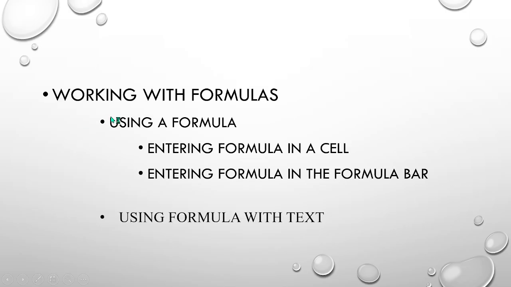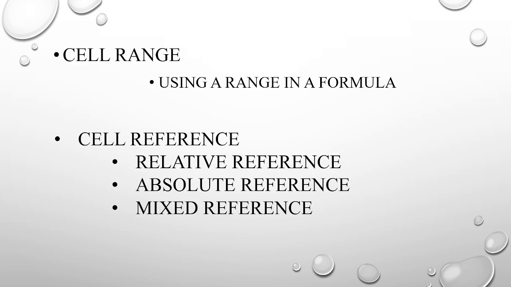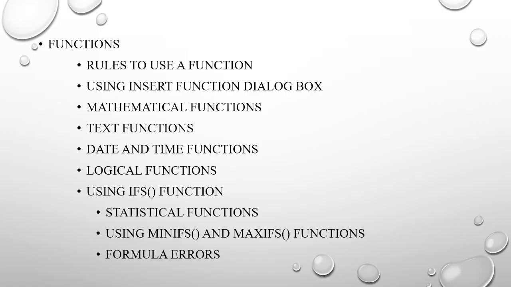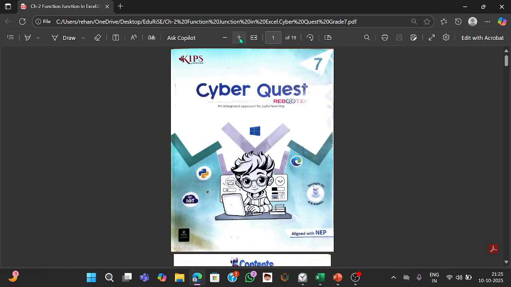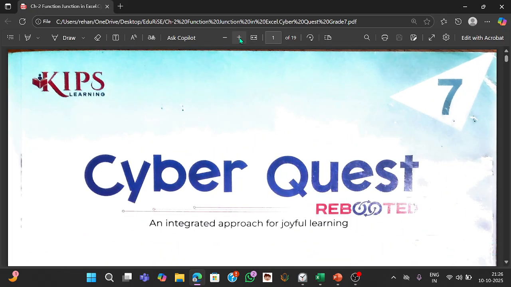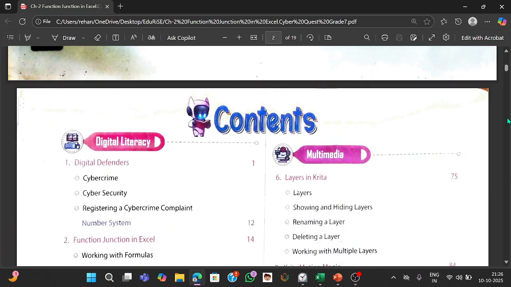We have talked about working with formulas, how a formula can be entered in a cell and how you can do it in the formula bar as well. Then using formulas with text, how you implement a formula on text. We have seen cell range and cell references: relative, absolute, and mixed. So in today's session, we are going to continue from that. This is the Cyber Quest Kips Learning Chapter 2, Function Junction in Excel.